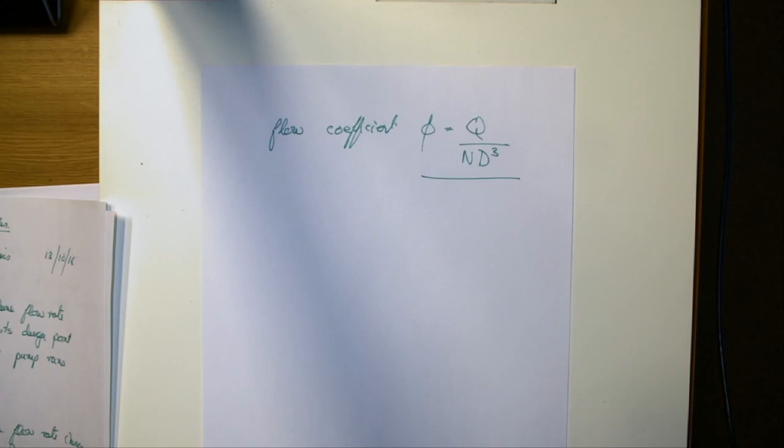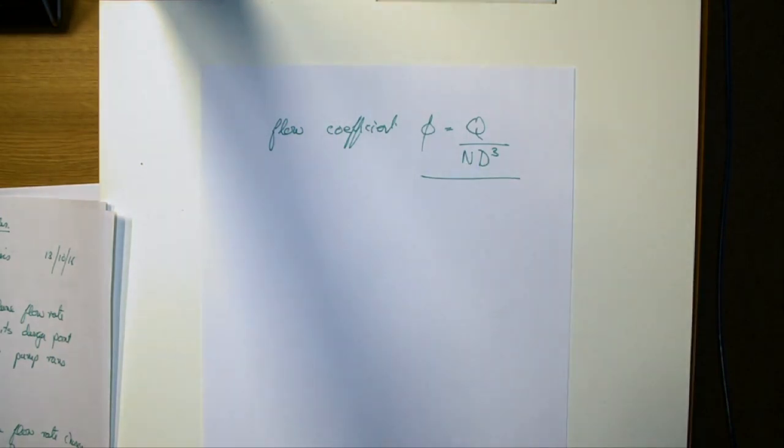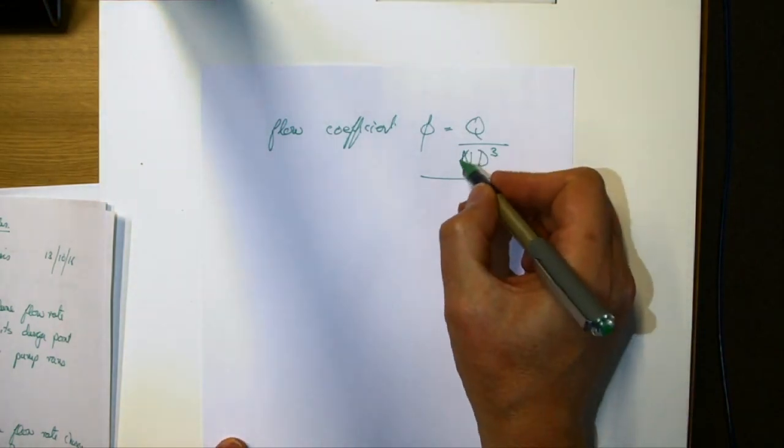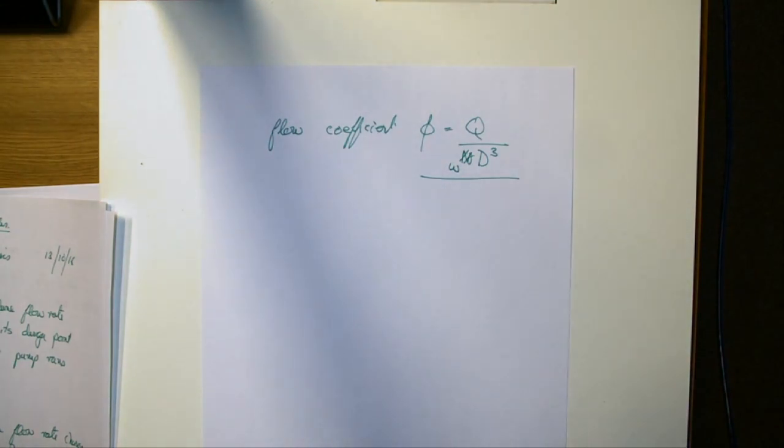That means N, oh sorry, I've called it N because in another life we called it N. This is what in this lecture we've been calling omega. Apologies for that. So it's Q over omega D cubed. Omega is the rotational speed. If the rotational speed increases by 50%, then is it not completely obvious that Q increases by 50%? And that's the answer to the problem.